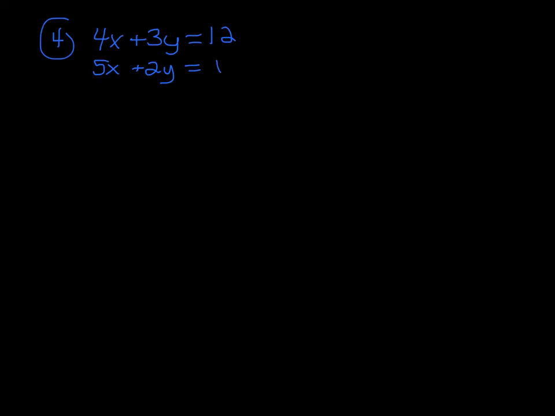Our last set of equations has actually a lot going on with it. There's a few different steps that you have to do. In addition to that, there's actually several choices that you can make. So you are going to multiply both equations by different numbers.